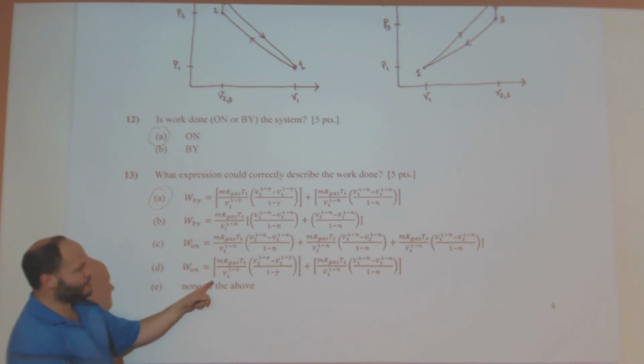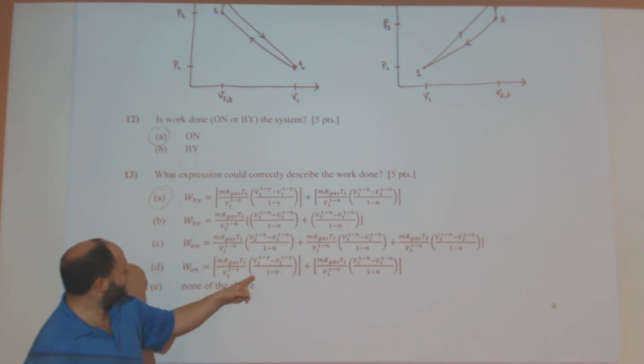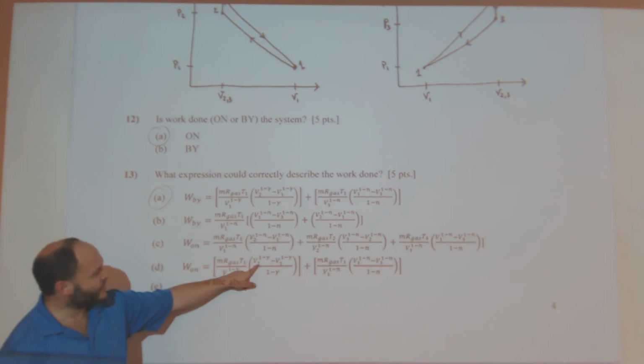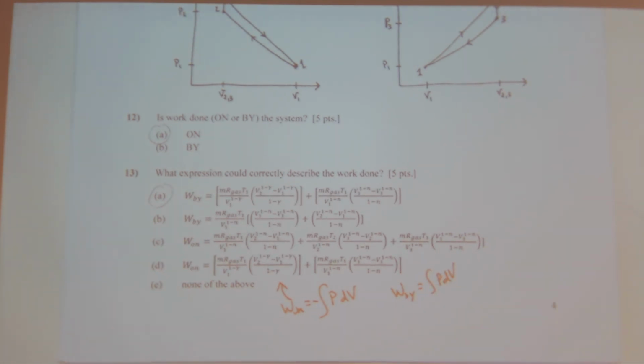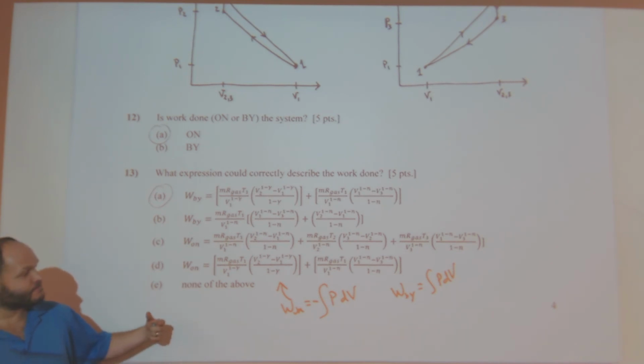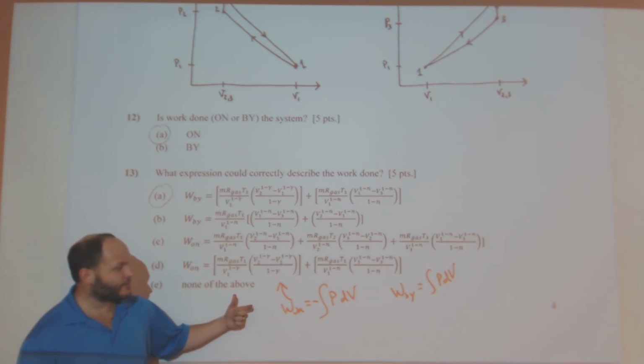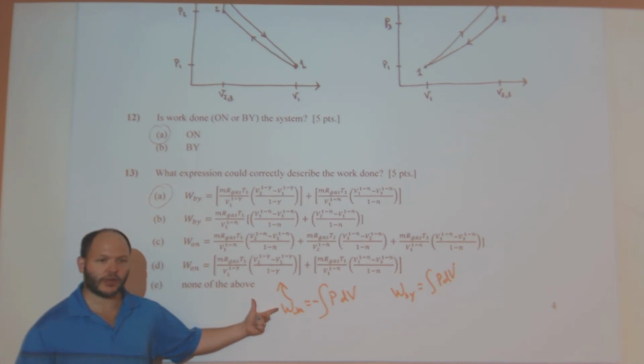So if I just look at this, V2, V1. Let's first get back to how I got this part. The integral of work on is equal to minus P dV, right? Work by is equal to the integral of P dV. So you didn't have to do the integral and solve for all of it to get the right answer, but it would have been useful if you knew how to do that.